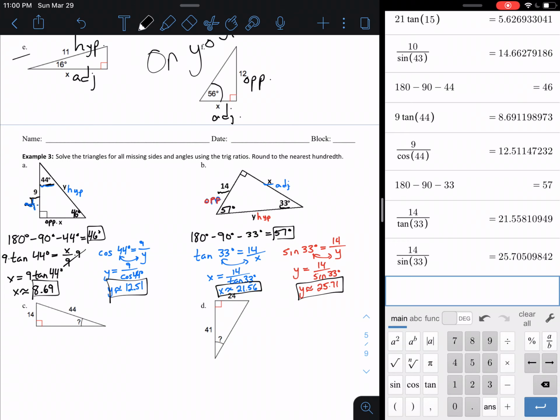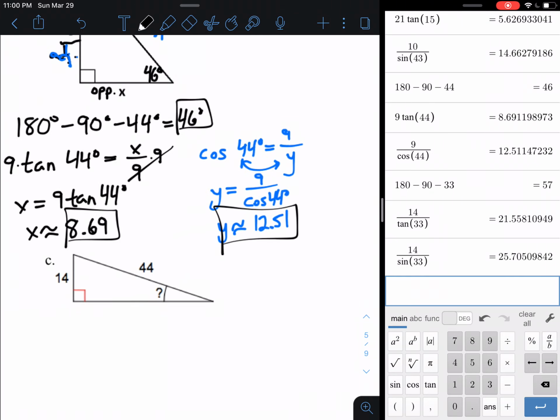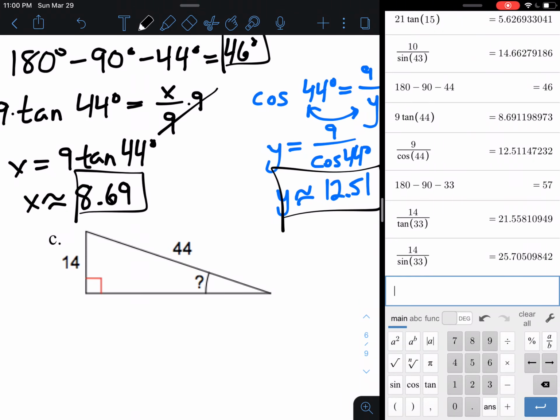one to work through. So for C, notice that now we aren't even given an angle to start with. We're given just two sides. So we're going to have to find the missing side. I'm just going to call that x. We also need to find the two missing angles. I'm just going to call those A and B. Let's do this. Let's solve for our missing side first.